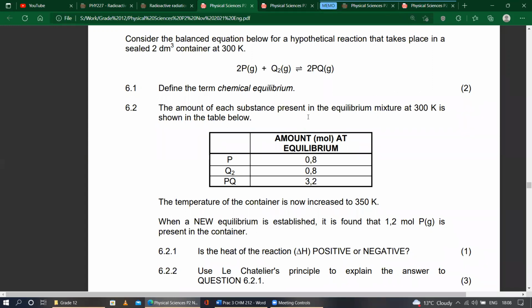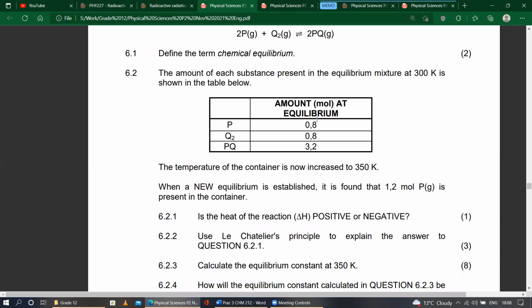6.2, where they say the amount of substance present at equilibrium at 300 Kelvin is shown in the table below. So this is the number of moles at equilibrium, because they say amount, which is in moles. So we have 0.8 of P at equilibrium, 0.8 of Q, and we have 3.2 of PQ at equilibrium.